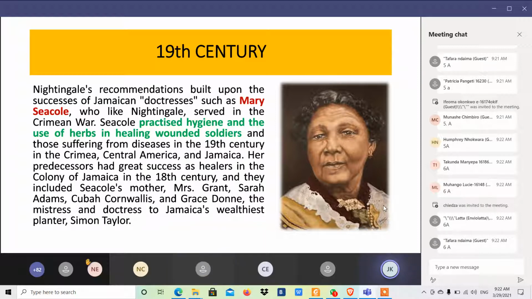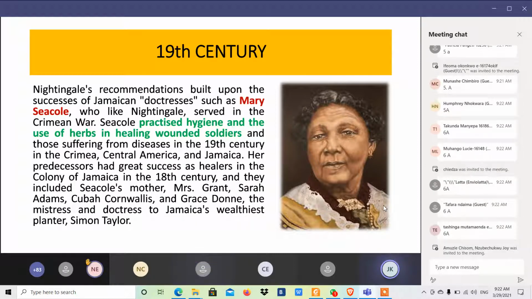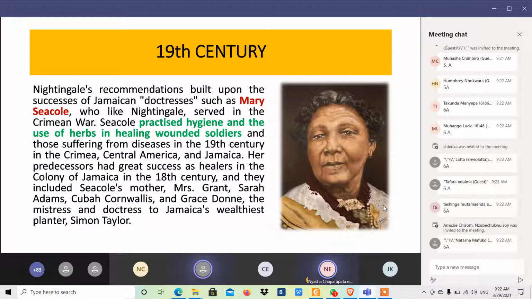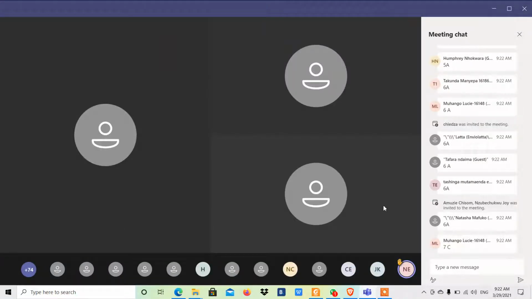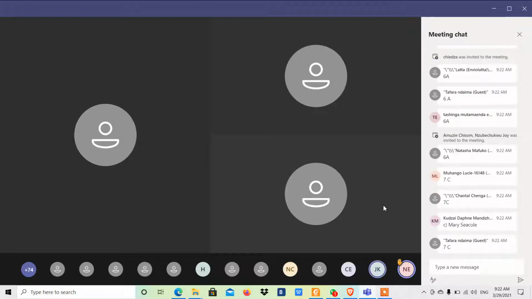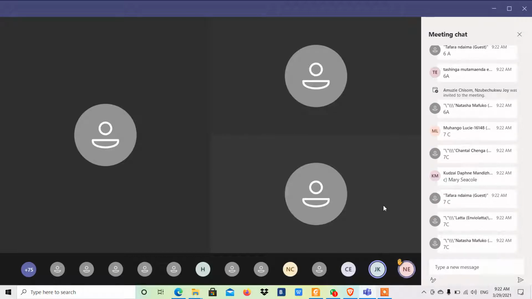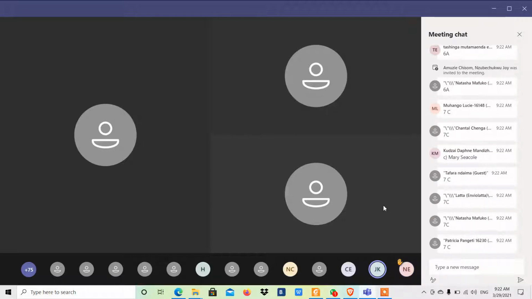Number 7. Nightingale's recommendation built upon the successes of Mary Seacole. Yes, exactly. So she was her mentor and teacher. And number 8.